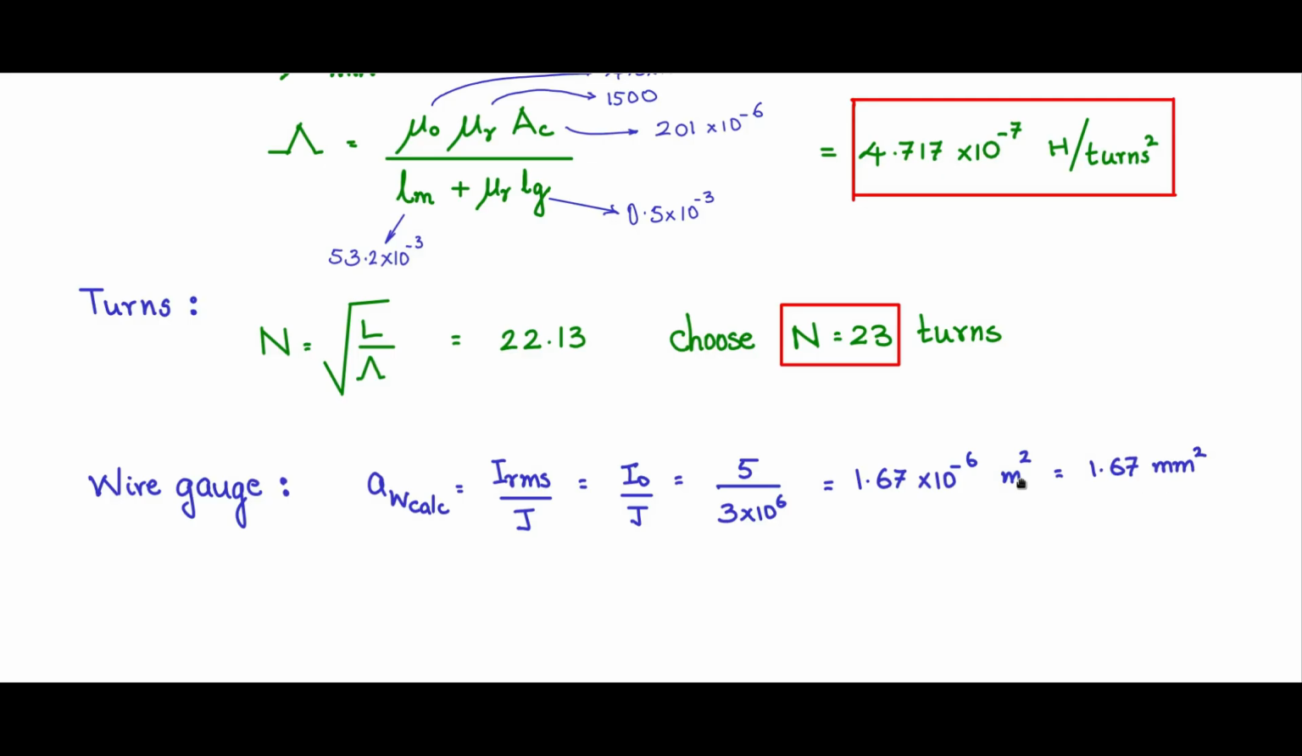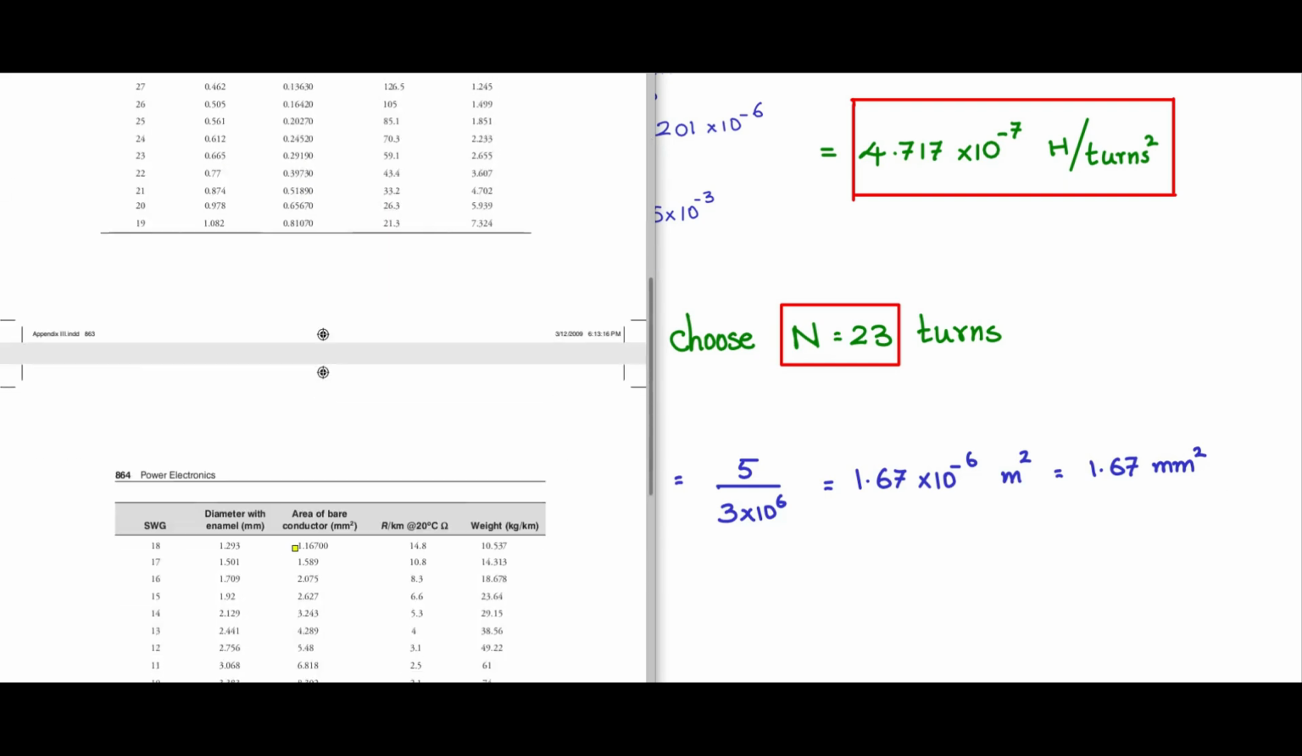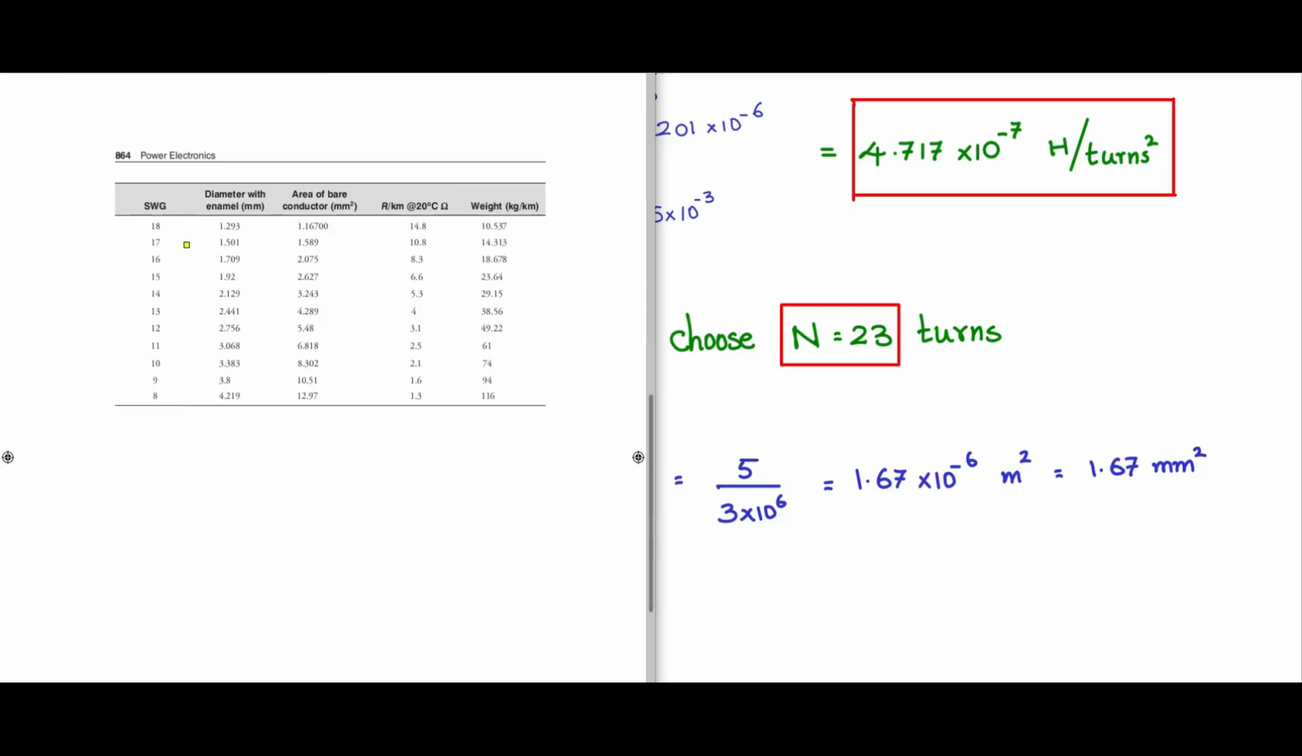Now look into the wire table. We need to look at a wire bare conductor area having greater than 1.67 mm square. Let us go down this, and you see that here in this row you will find SWG16, which has bare conductor area of 2.075 mm square, greater than this. So pick that value.